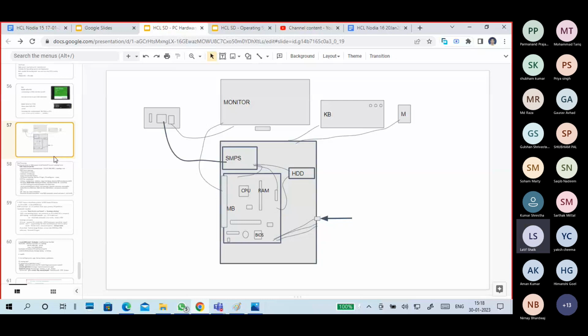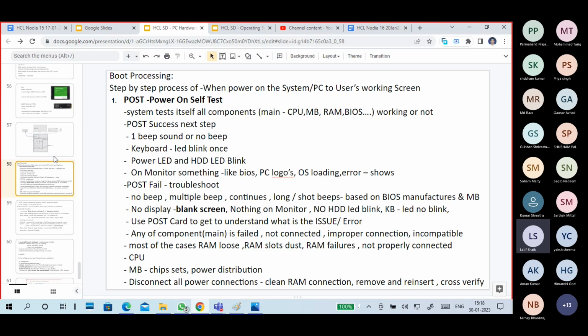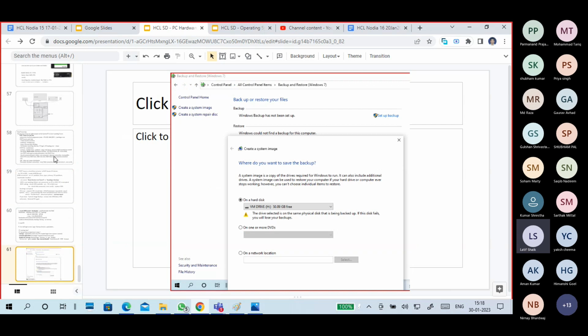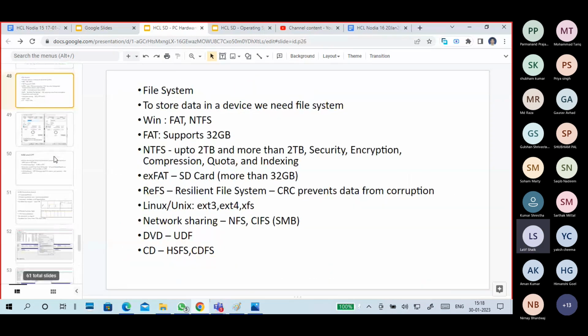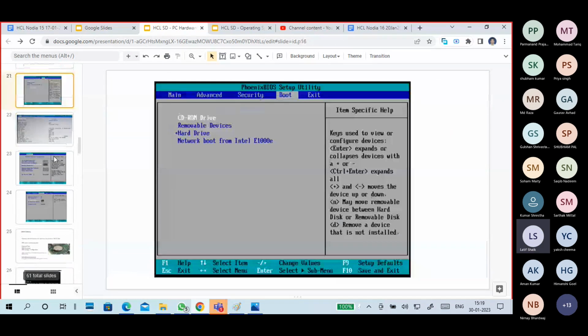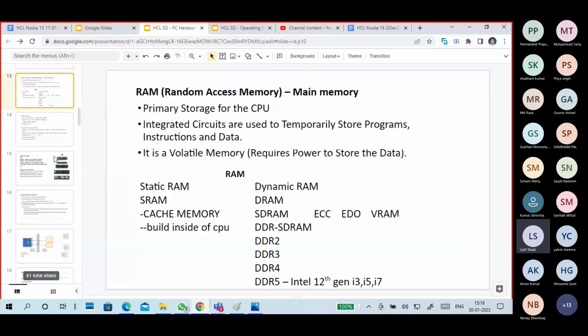Okay, and boot processing and troubleshooting. When you are getting a problem like an end startup system, what are the issues? Troubleshooting of boot processing. While booting, some issues will occur, so that is the troubleshooting kind of stuff. This is the PC hardware part.